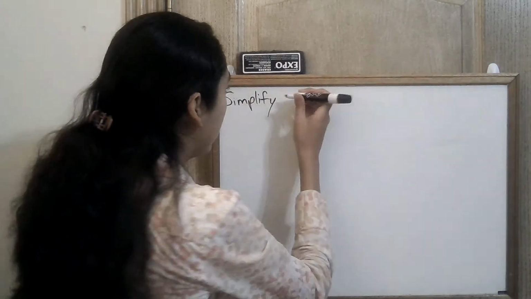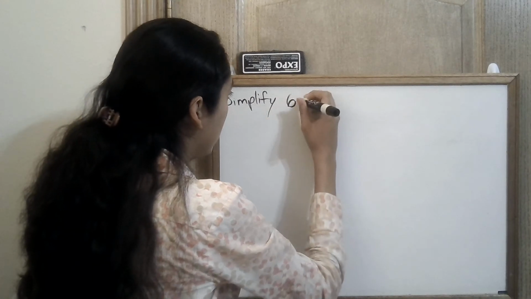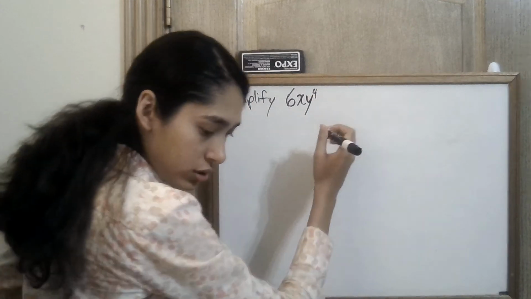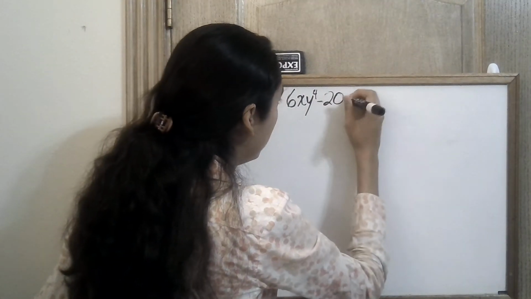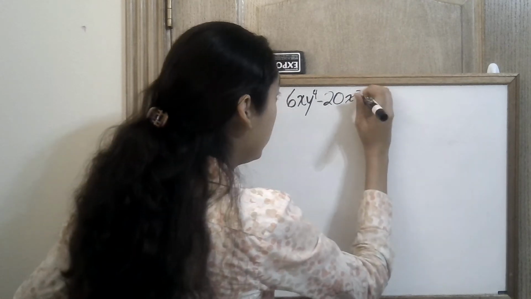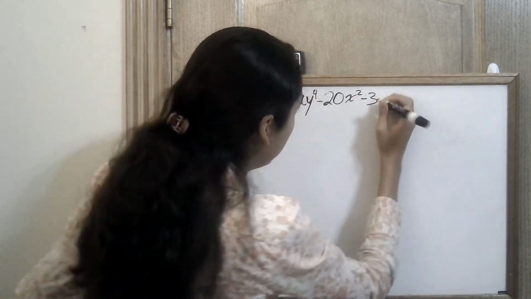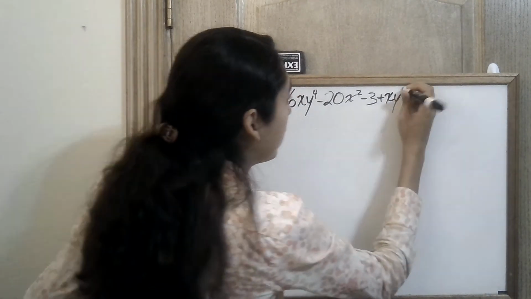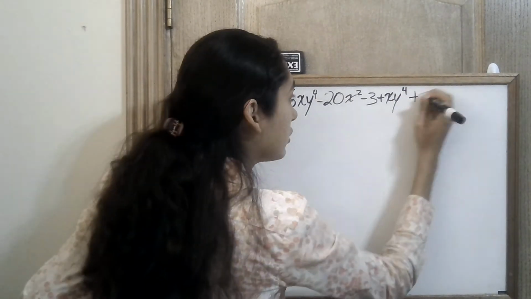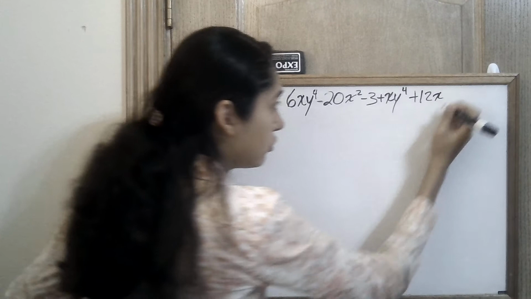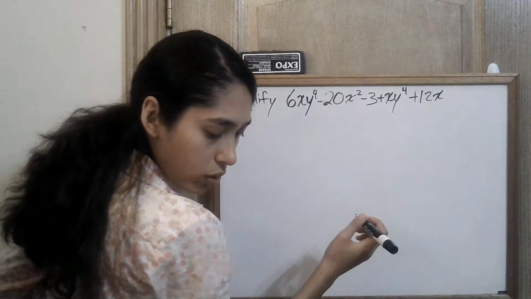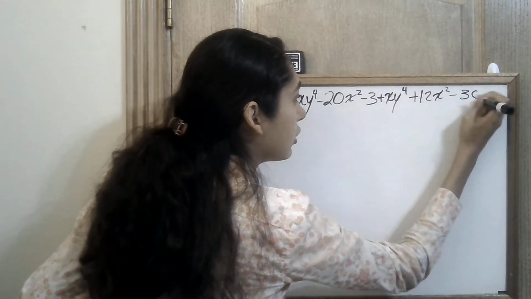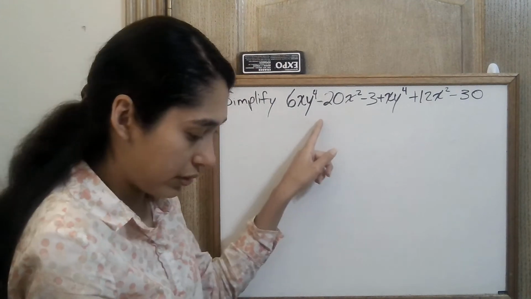So we're going to simplify 6xy to the power of 4 minus 20x squared minus 3 plus xy to the power of 4 plus 12x squared minus 30. Still checking that I copied everything correctly.